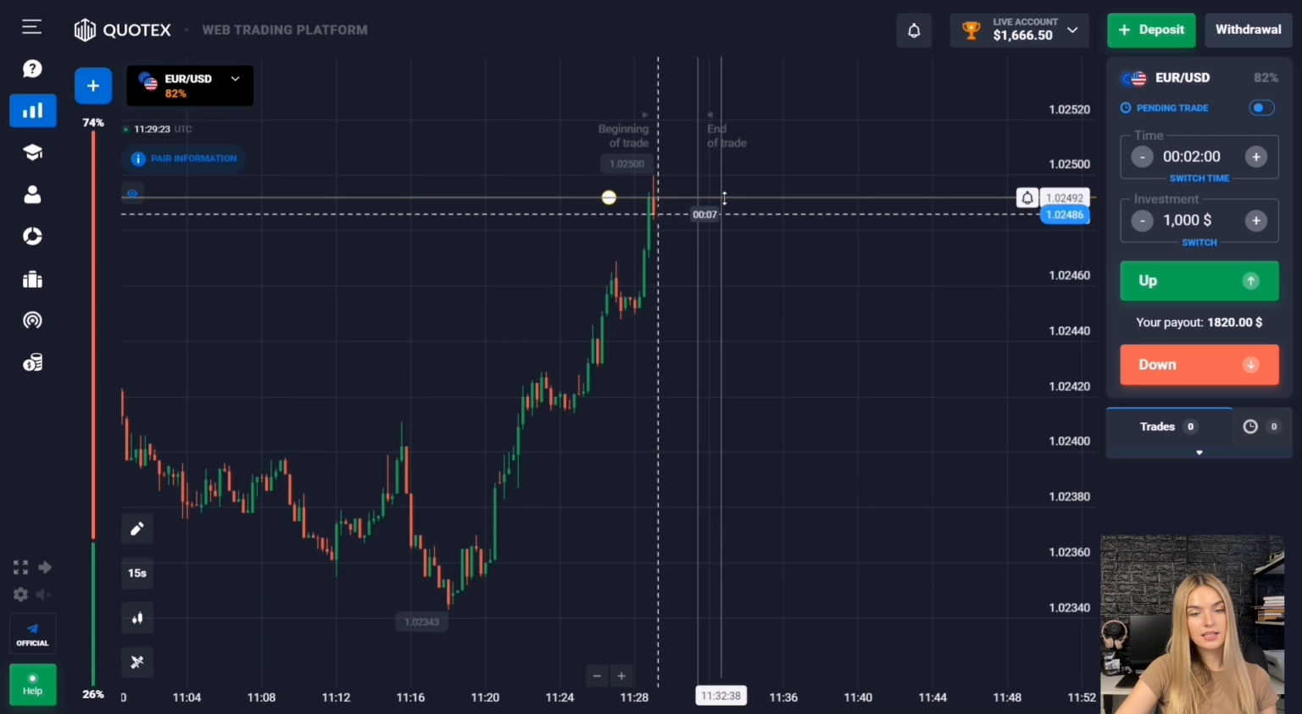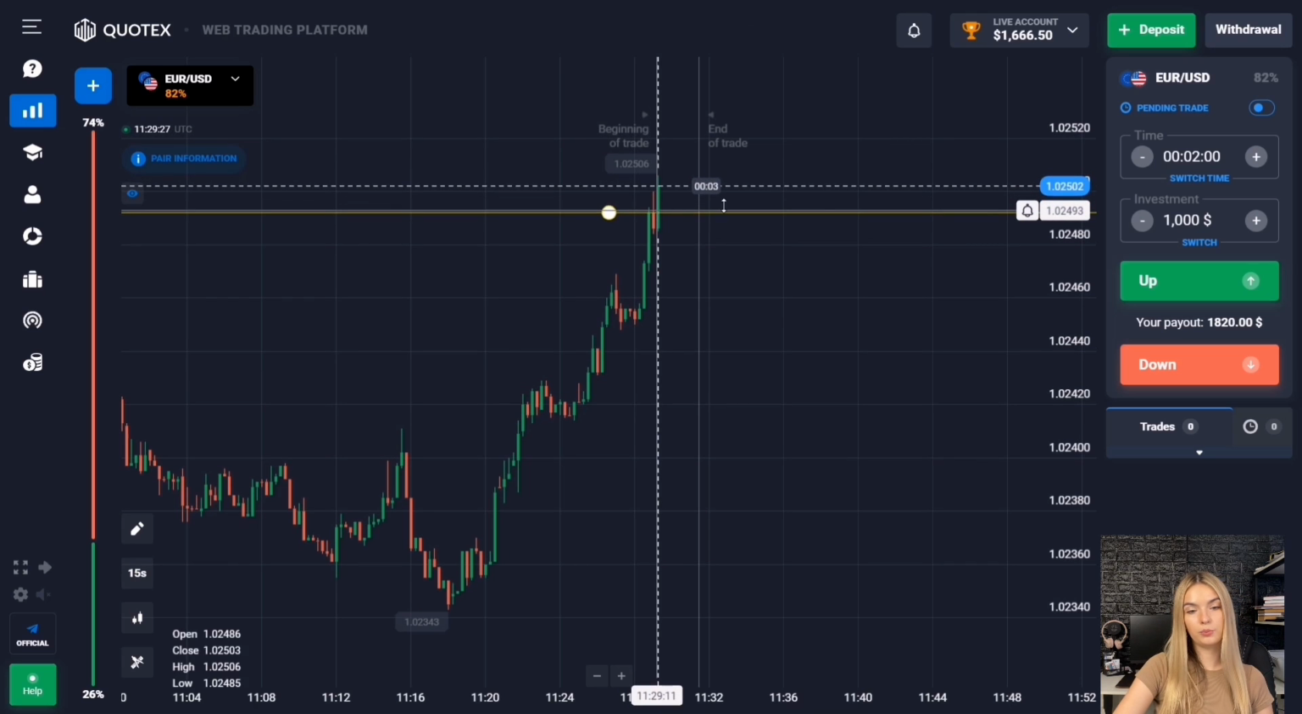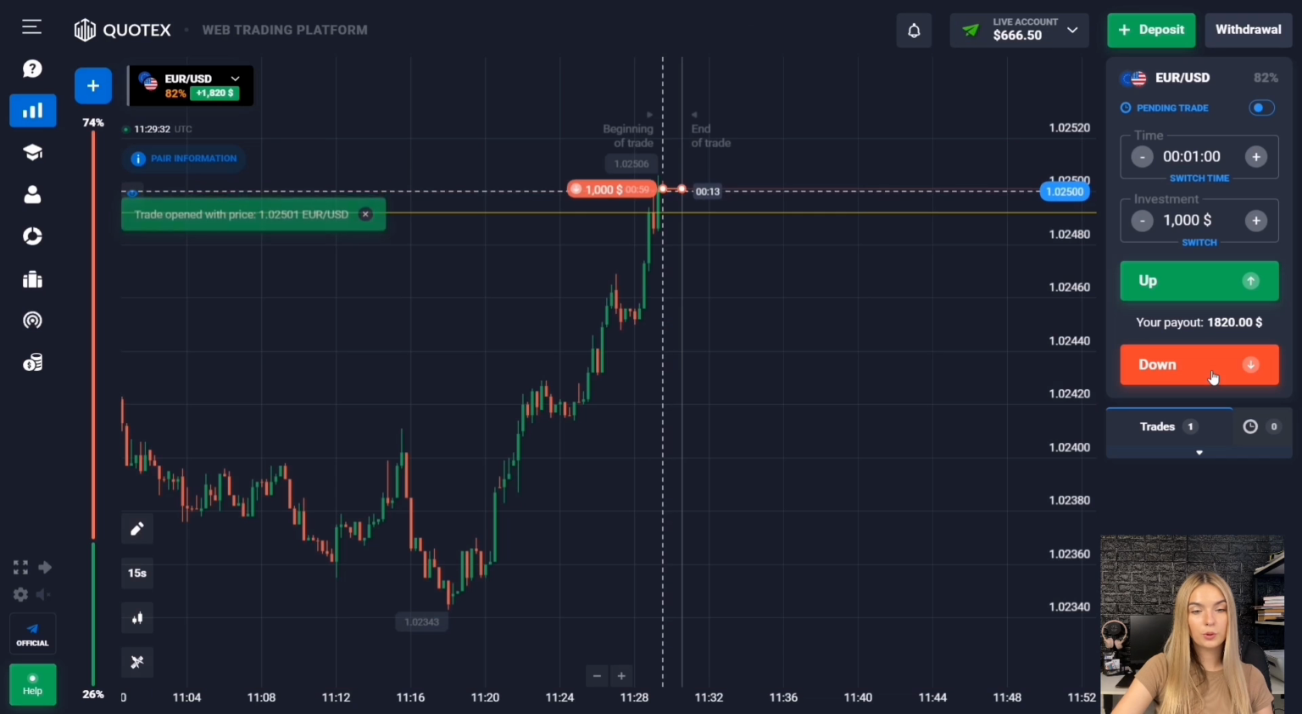Here we see the resistance level. We also see that at the moment the price has approached our level with fairly confident impulse candles. There is also an impulse to the top. Here I propose to open a deal literally for 1 minute to go down.